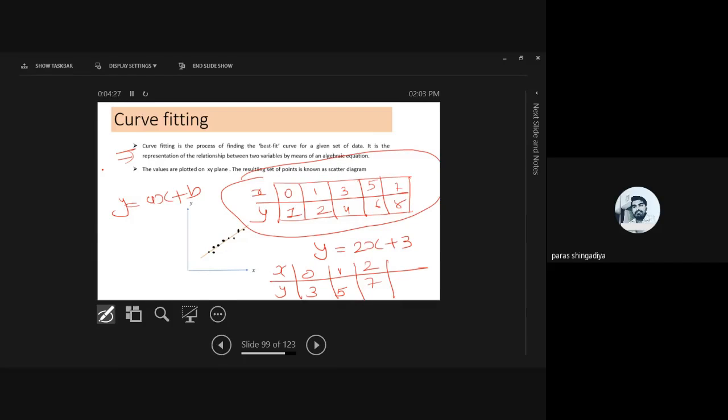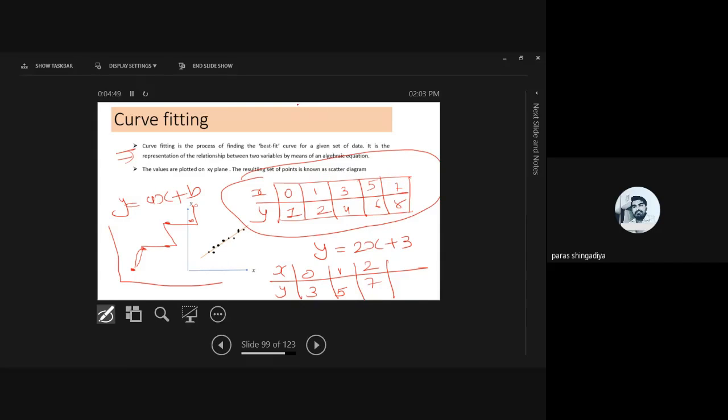Now see this graph. Some points are given here, and they are not in straight line form. If I consider another graph, first point I consider here, second point here, third point, fourth point, fifth point, and so on. Now if I connect all these points by a line, it is not a straight line.